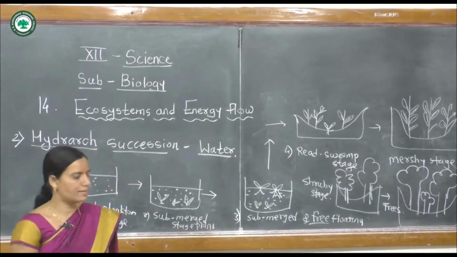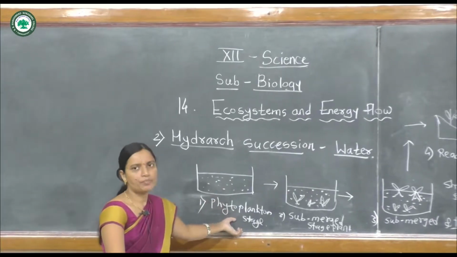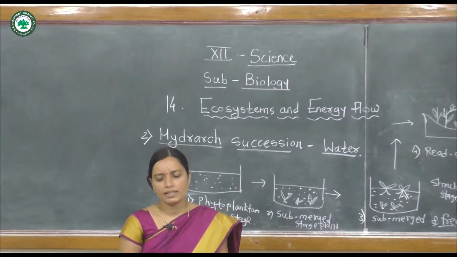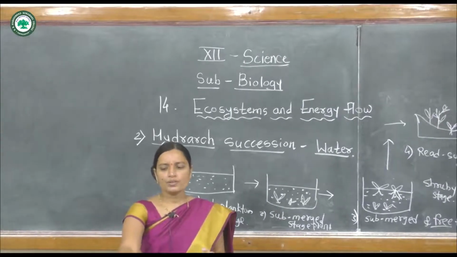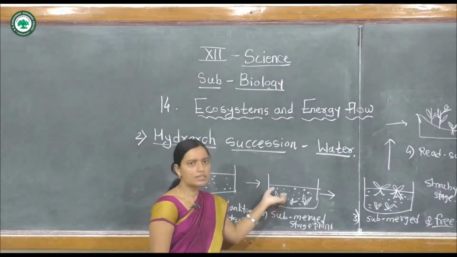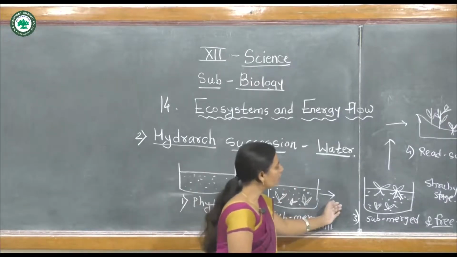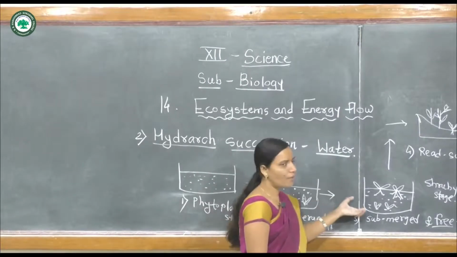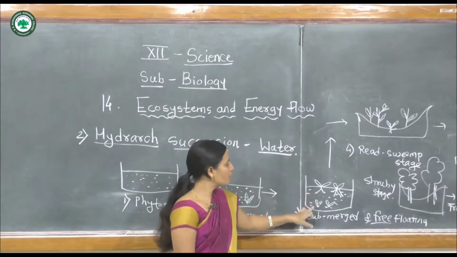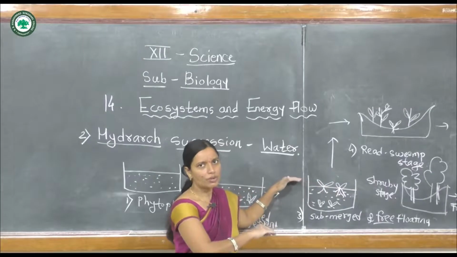Now in hydrarch succession, the first step is the phytoplankton stage. Phytoplanktons are the smallest organisms or plants found in this stage, and the pioneer stage is the submerged stage, where aquatic plants are found, for example hydrilla. This is followed by the submerged and free floating stage, where some plants are found in the water body and others float on the water surface.